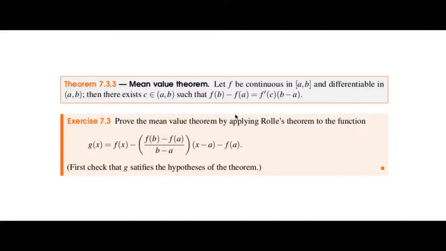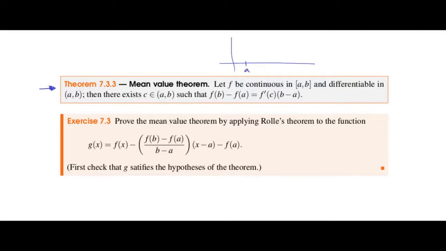Now, from Rolle's theorem, we can get another one of the most important results in differential calculus, which is the mean value theorem. It says, suppose f is a continuous function in closed [a, b] and differentiable in open (a, b). Then there is a c in that open interval such that this is true: f(b) minus f(a) is equal to f prime at c times (b minus a).